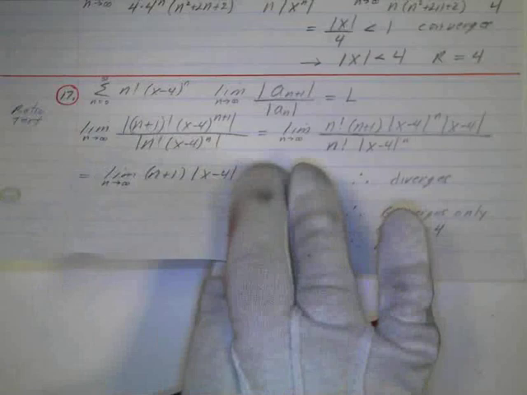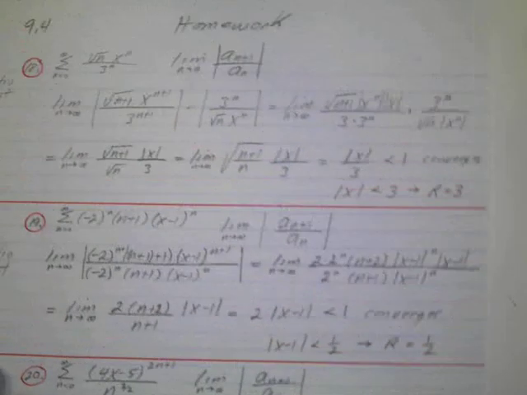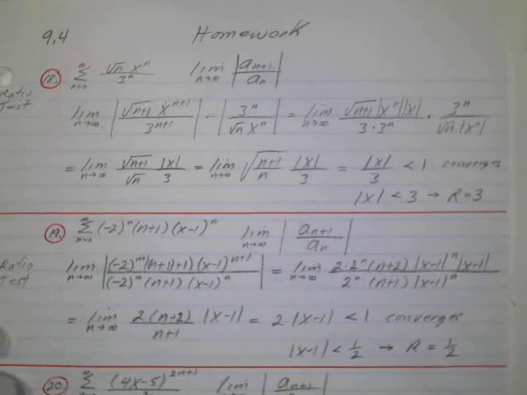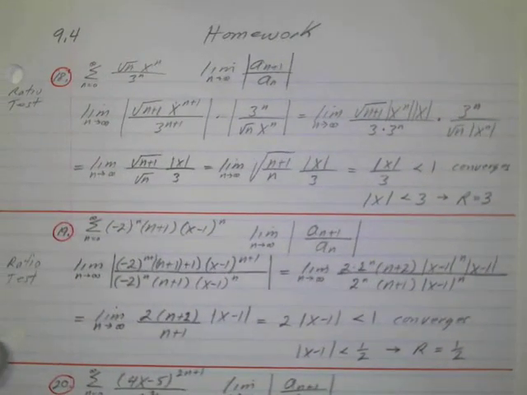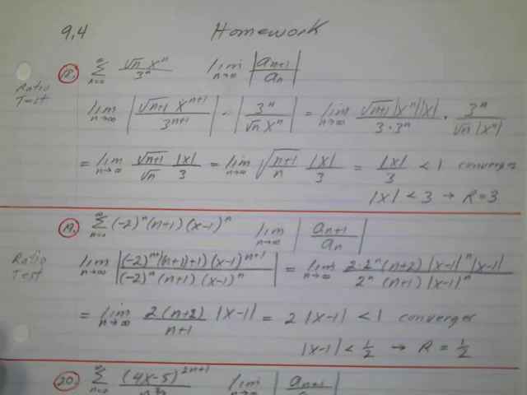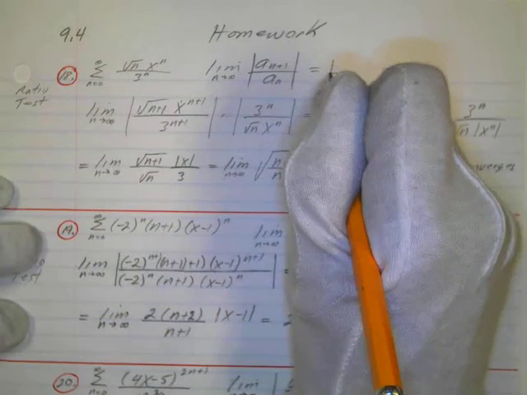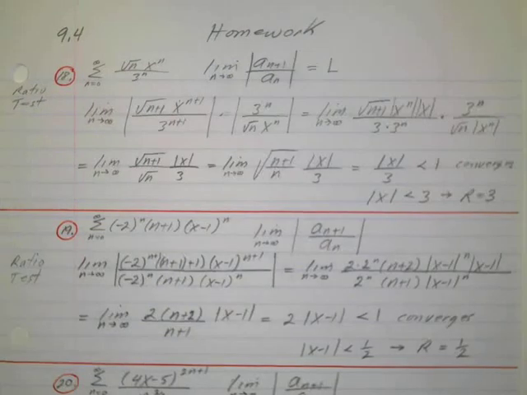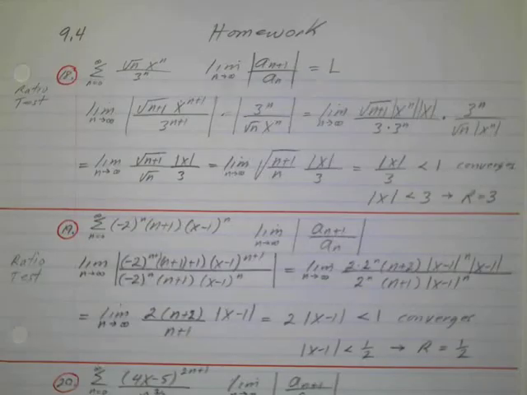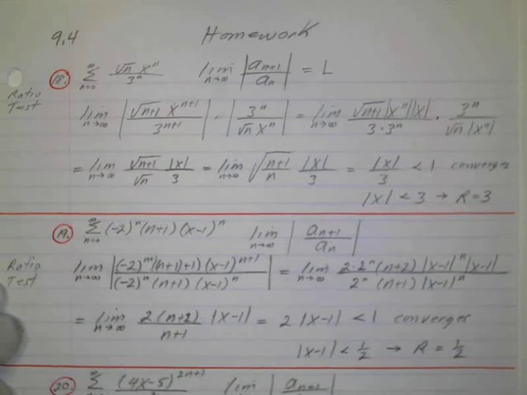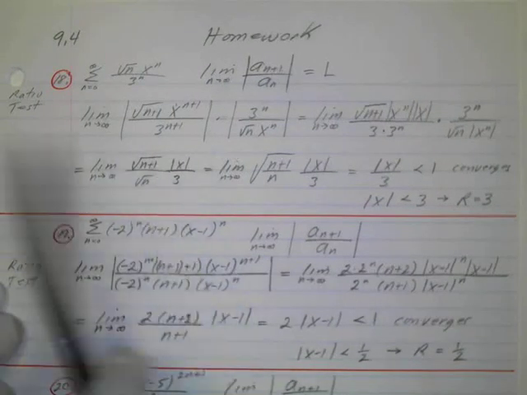Okay, number 18. Here's number 18. Hopefully you can pause it and zoom in if you have to, and find all that stuff. So again, we're going to use the ratio test here, and again, this limit will equal L. We can take absolute convergence, which is going to assure convergence if we can show that by using the ratio test.